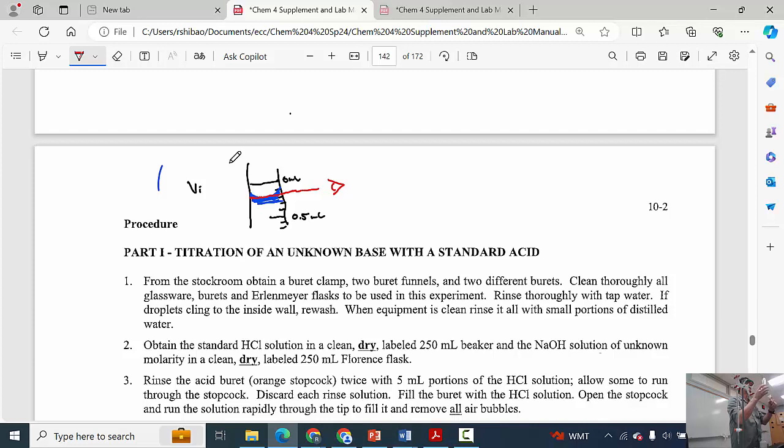All right, you don't want to waste the base because, you know, people always run out of base. And when you run out of base, going up to the stockroom, they're not going to be very happy. Have you ever seen that movie Oliver Twist? When he asks for more porridge? Yeah, you're going to get that kind of treatment. So don't ask for more base if you can help it. Be careful not to waste too much base. So when I do my final rinse with base, I'm going to be very careful.